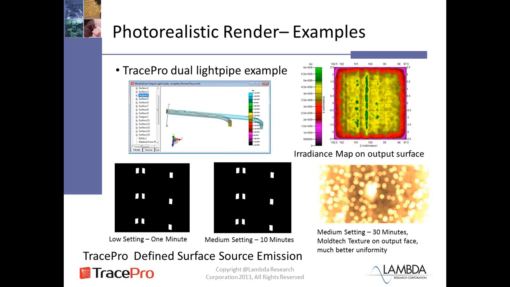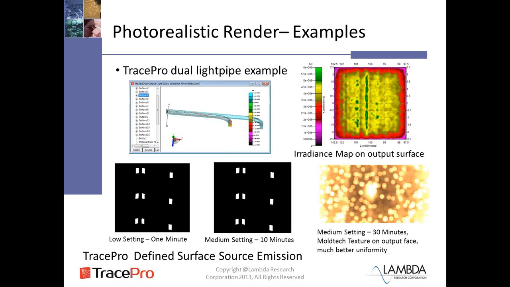In a past webinar, we used a TracePro dual light pipe example. This had a simple LED on the left-hand side of the light pipe going into a rectangular light pipe that then had 2 output ports. As we see here, we forward ray traced in the upper left-hand corner, and we can see a couple of rays reaching the first output surface. If we do an irradiance map on that output surface, we can see light output on the upper right.